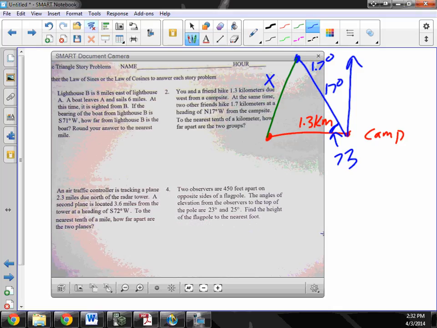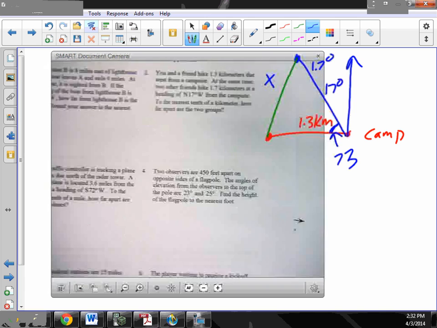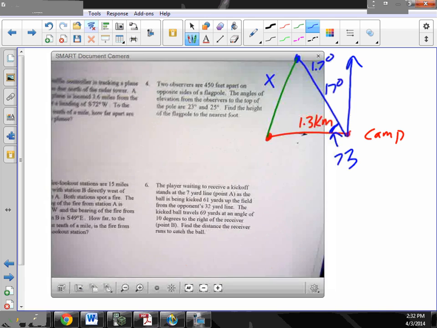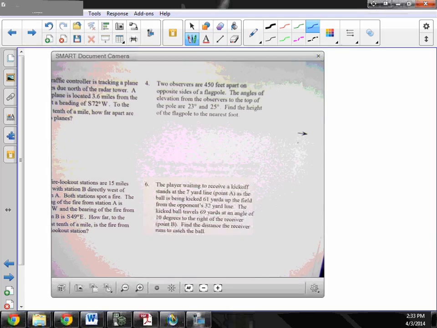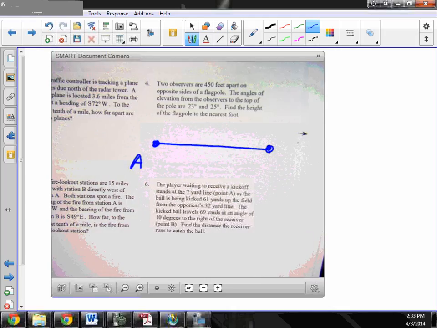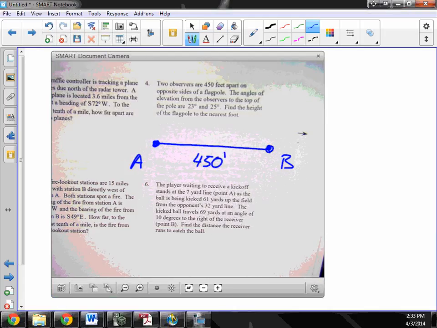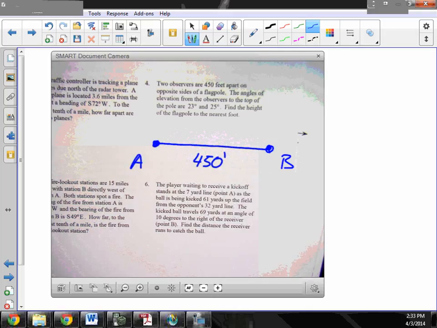Okay, but I want to show you number 4, because number 4 is kind of tough. Okay, it's really tough. Two observers are 450 feet apart. Call this guy A, this guy B, and that's 450 feet. And there's a flagpole somewhere between them. Just somewhere in the middle. We don't know where. Flagpole. We'll call the tip of the flagpole C.